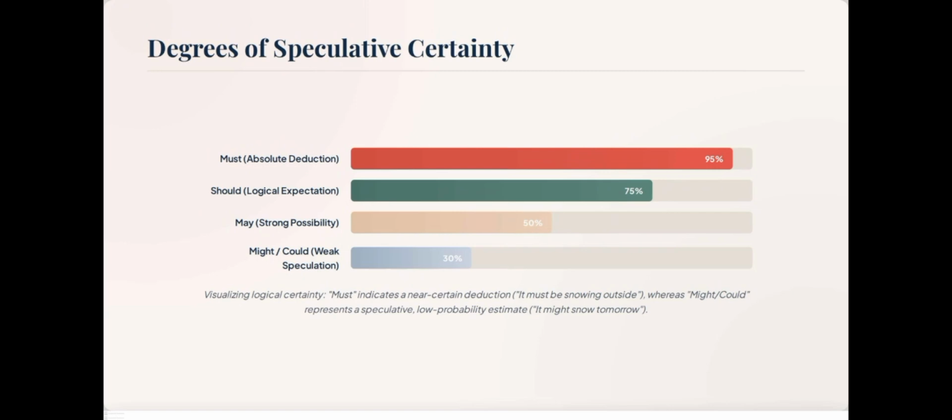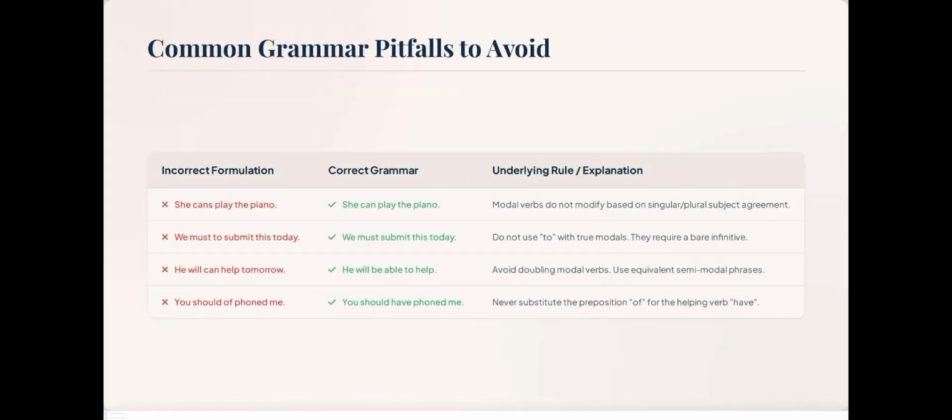Degrees of speculative certainty. For example, must is absolute deduction, meaning this is 90%. Should, logical expectation, means 75%. May is a strong possibility, 50%. Might, could, weak speculation, this is 30%.